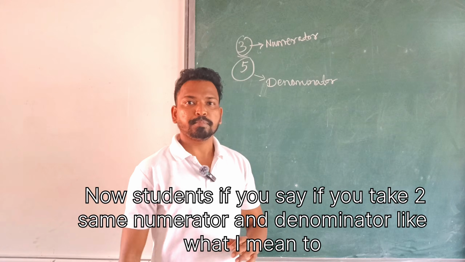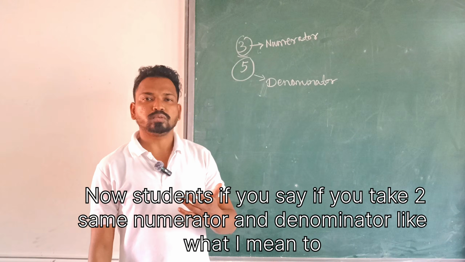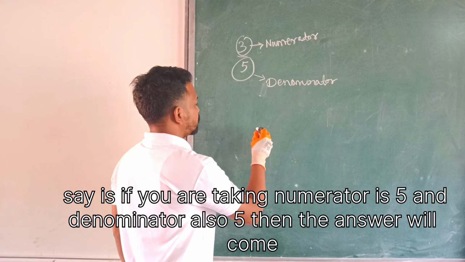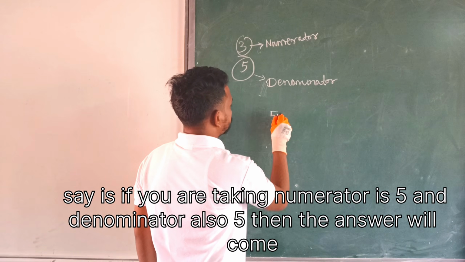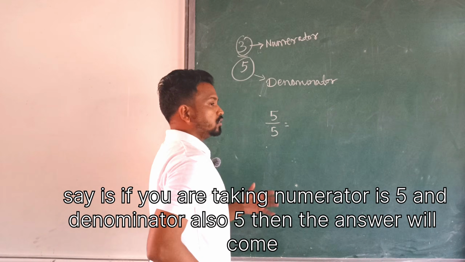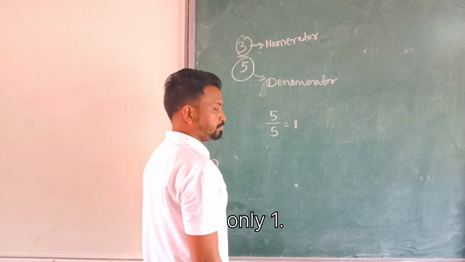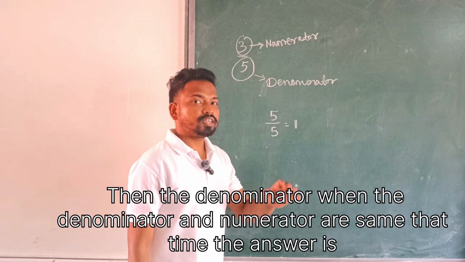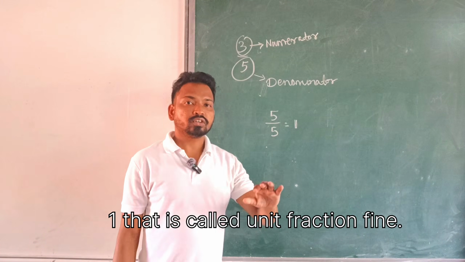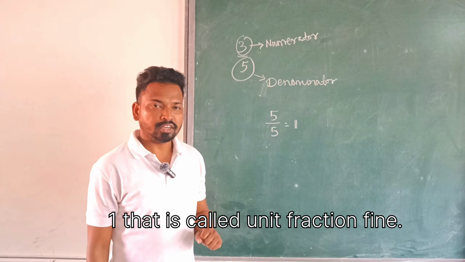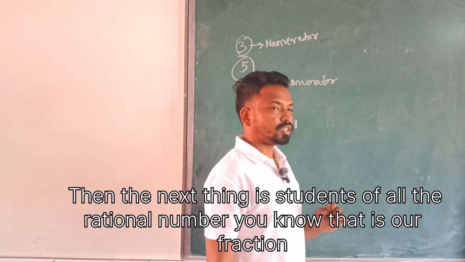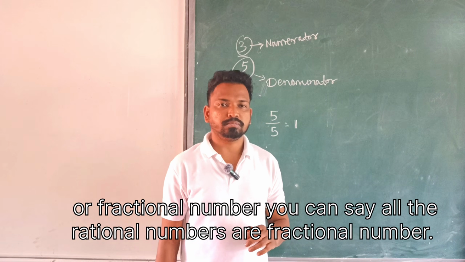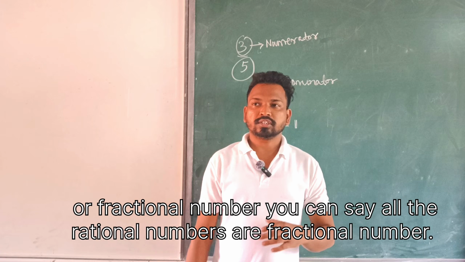Now students, if you take the same numerator and denominator, what I mean to say is, if the numerator is 5 and the denominator is also 5, then the answer will come only 1. When the denominator and numerator are the same, the answer is 1. That is called unit fraction. Fine. Then the next thing is, students, all rational numbers are fractional numbers.